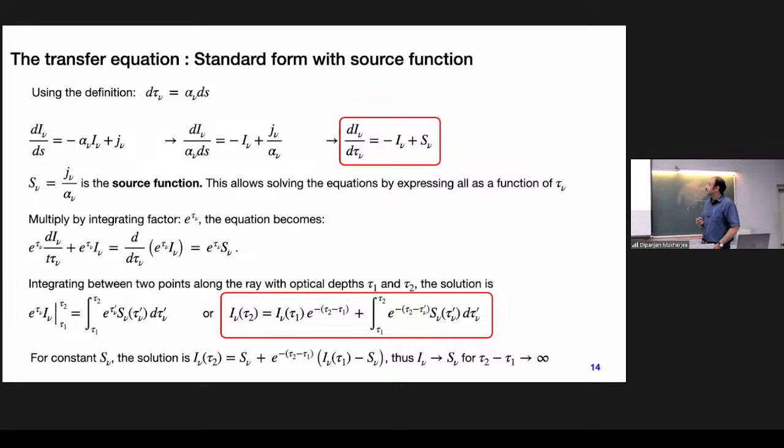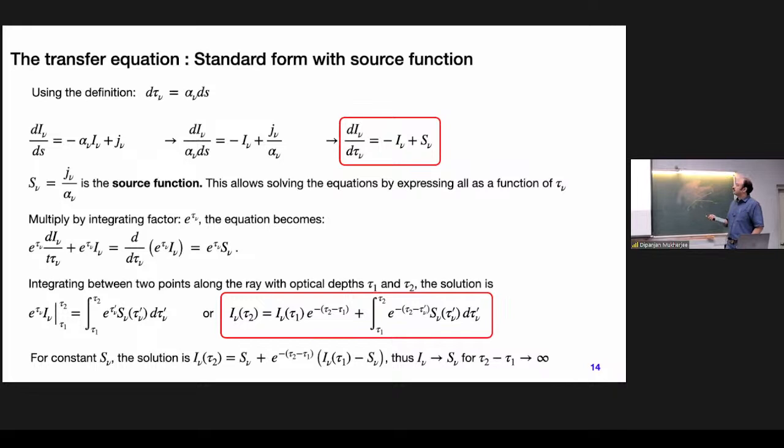Okay, so now we have done the solution of the transfer equation for absorption. Now let us also put in emission. To put in emission, we will slightly modify the equations. So this is my starting equation. I will divide everywhere by alpha nu. So this becomes dI nu by alpha nu ds equals minus I nu plus j nu by alpha nu. I'll redefine some terms, so now you can see clearly what I'm trying to do.